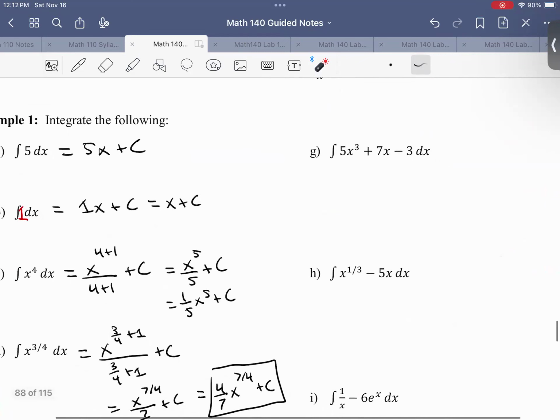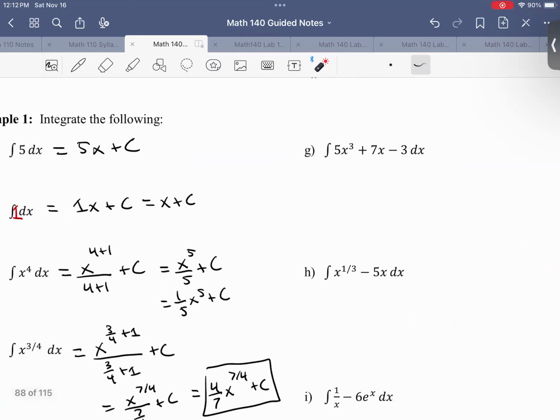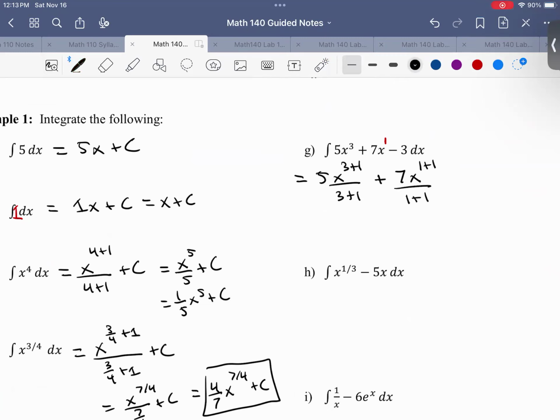So here, I have 5x cubed plus 7x minus 3. I can just integrate each one of them on their own. So what this becomes for this first part, 5x cubed is 5 times x to the 3 plus 1 over 3 plus 1. And we can do the same thing with 7x. So 7 times x to the 1 plus 1, think about there being an invisible 1 right there, divided by 1 plus 1. And then here we just have minus 3.